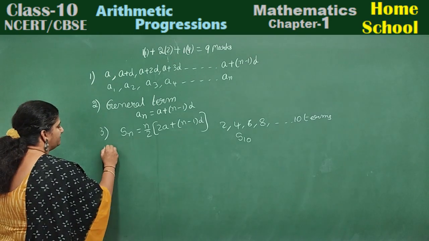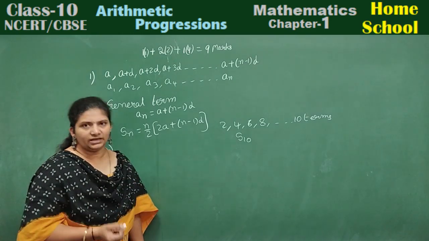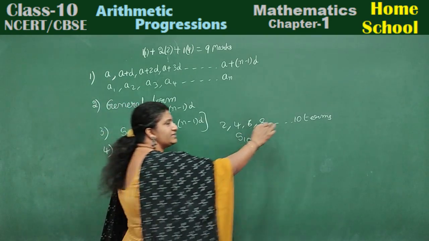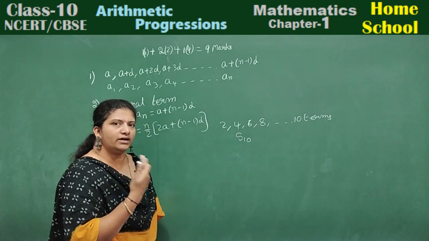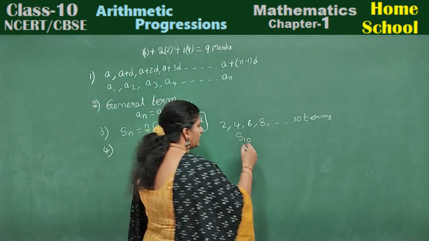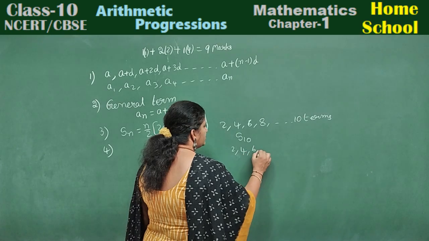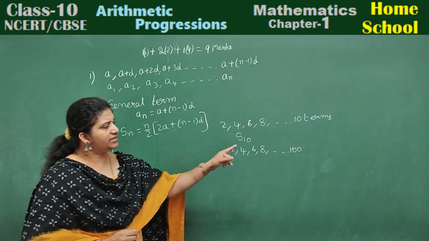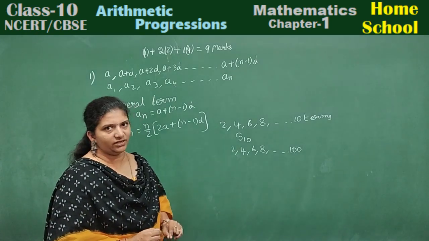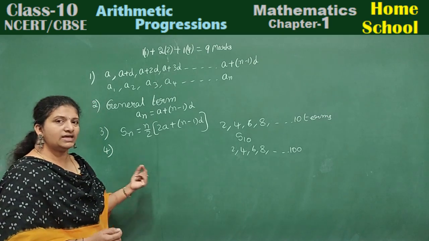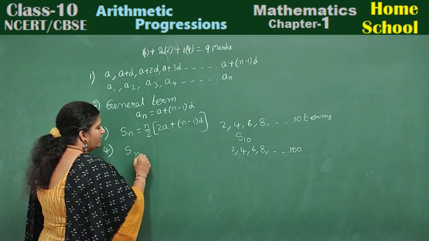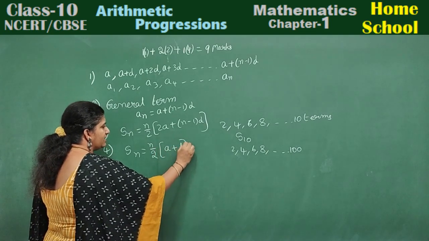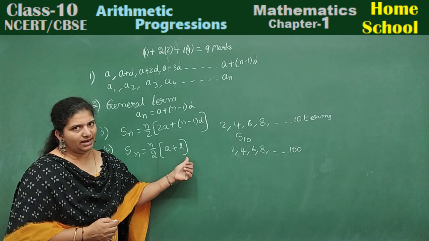Okay, next, sum of n terms when your first term and last term is given. Last term is not given, but how many terms are there is given. Suppose if I give you like this, 2, 4, 6, 8, so on 100, last term value is given. So at that time we can use another formula, that is Sn is equal to n by 2 into a plus l, first term and last term.